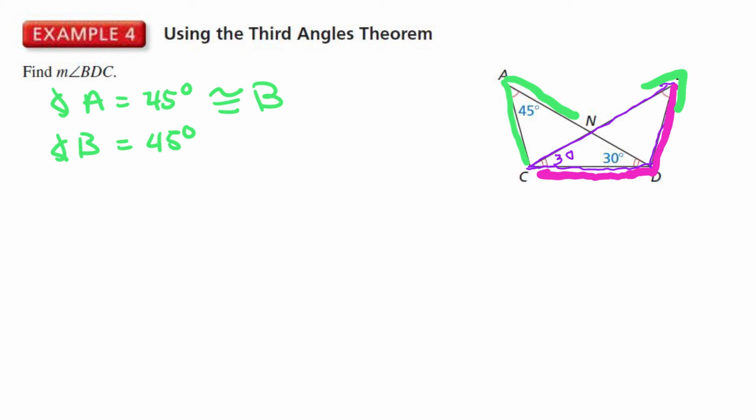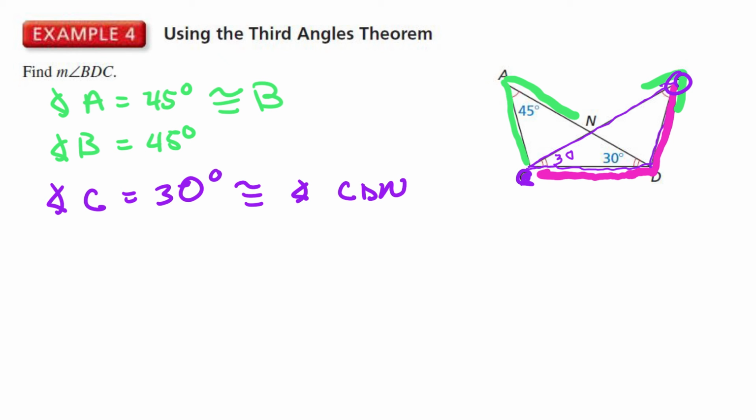We also know that angle C is 30 degrees, and it is congruent to angle CDN. So angle C in the triangle BDC, we know that angle C here and angle B are already accounted for.